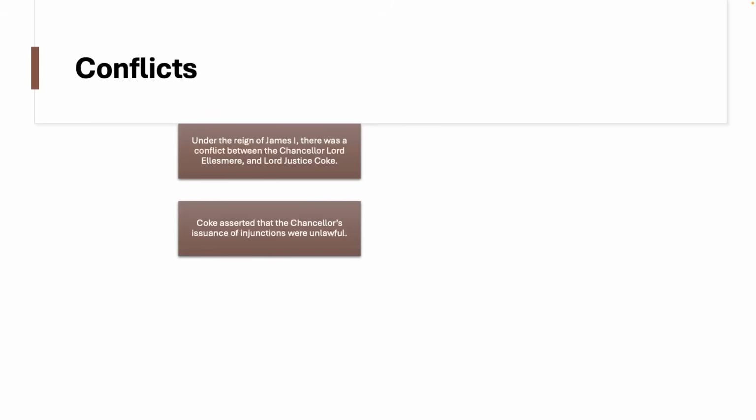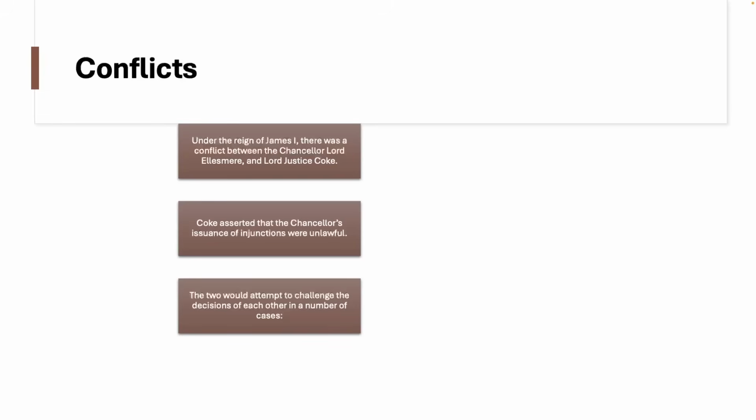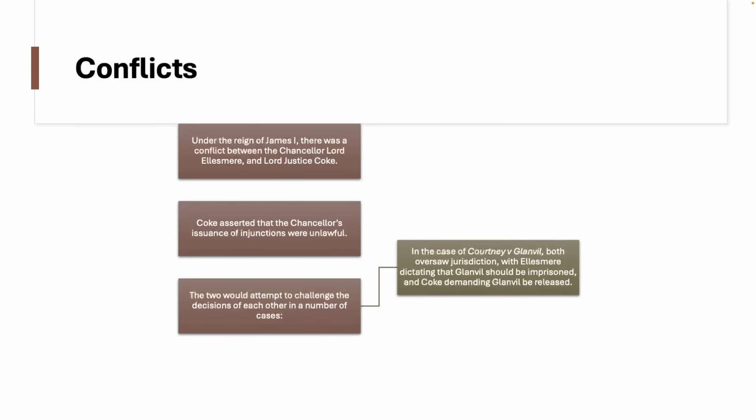But the conflict that existed between Lord Ellesmere and Lord Justice Coke essentially begins with the assertion by Lord Justice Coke that the Chancellor's issuance of injunctions under the basic principle of equity were unlawful. The two would attempt to challenge the decisions, each with a number of different cases. The case, for example, of Courtenay and Glanville, both institutions oversaw the jurisdiction, with Lord Ellesmere dictating that Glanville should be imprisoned and Lord Justice Coke demanding that Glanville be released.